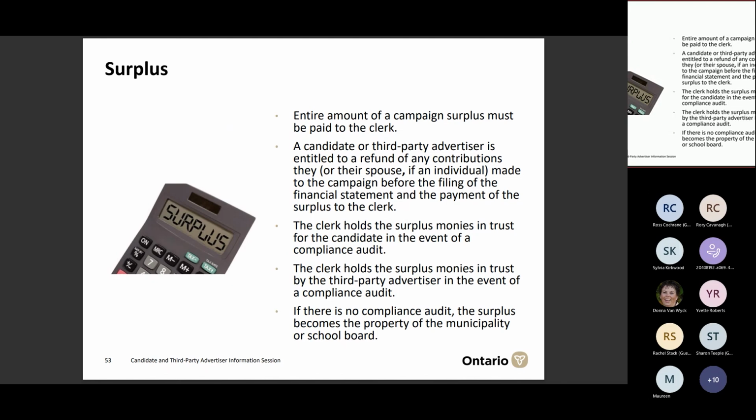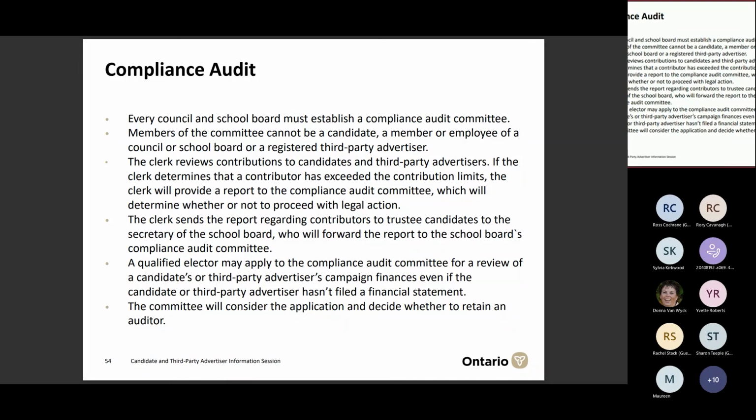Thank you. All right, next slide, please. So compliance audit. Every council and school board must establish a compliance audit committee. Members of a compliance audit committee cannot be members of the council or school board, an employee, a candidate in the election, or a registered third-party advertiser.